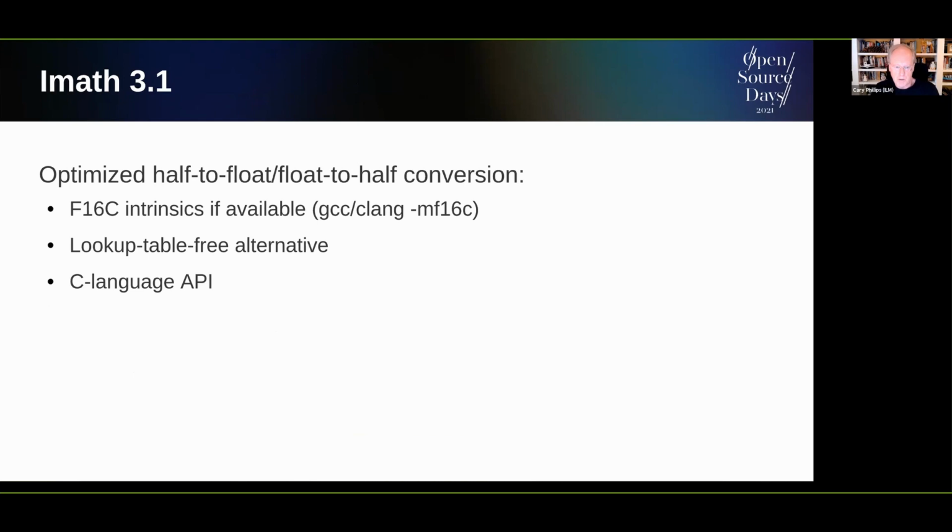Getting into the heart of the matter, Imath 3.1, thanks to Kimball, has included optimized float to half and half to float conversions using hardware instructions if available. There's also a lookup table free version of the conversion operations that is slower, but without the lookup tables is appropriate for certain situations where memory is at a premium. And continuing with, or leading into, something Kimball's going to talk a lot more about, it's accessible in a C language API.